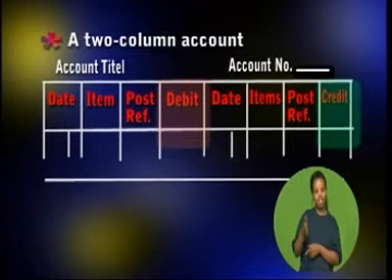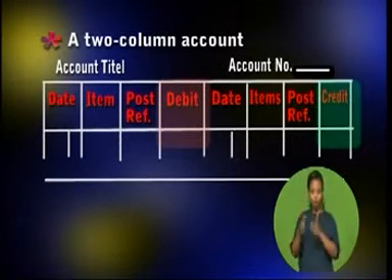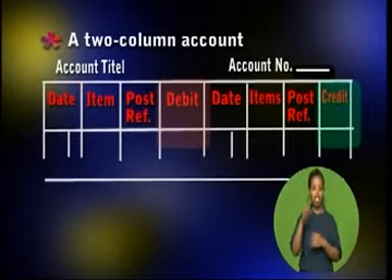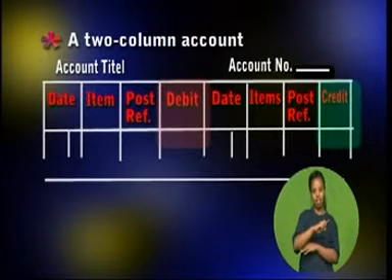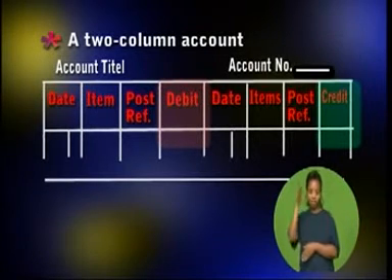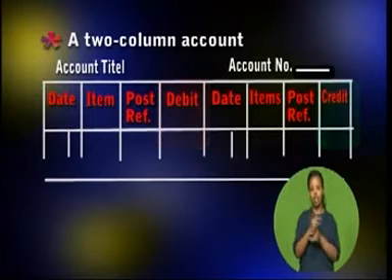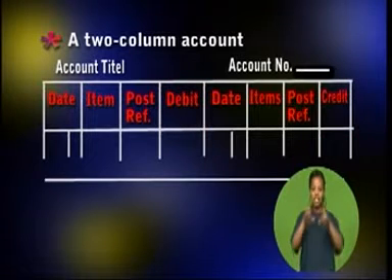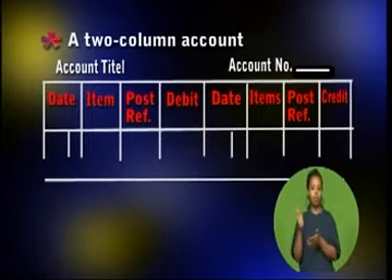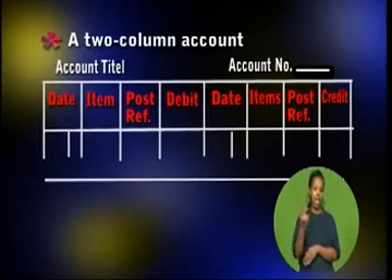The amount column on the left-hand side has the heading debit. The amount column on the right-hand side has the heading credit. The headings of all the other columns are the same on each side of an account. Students, the other standard forms of account are four-column accounts.